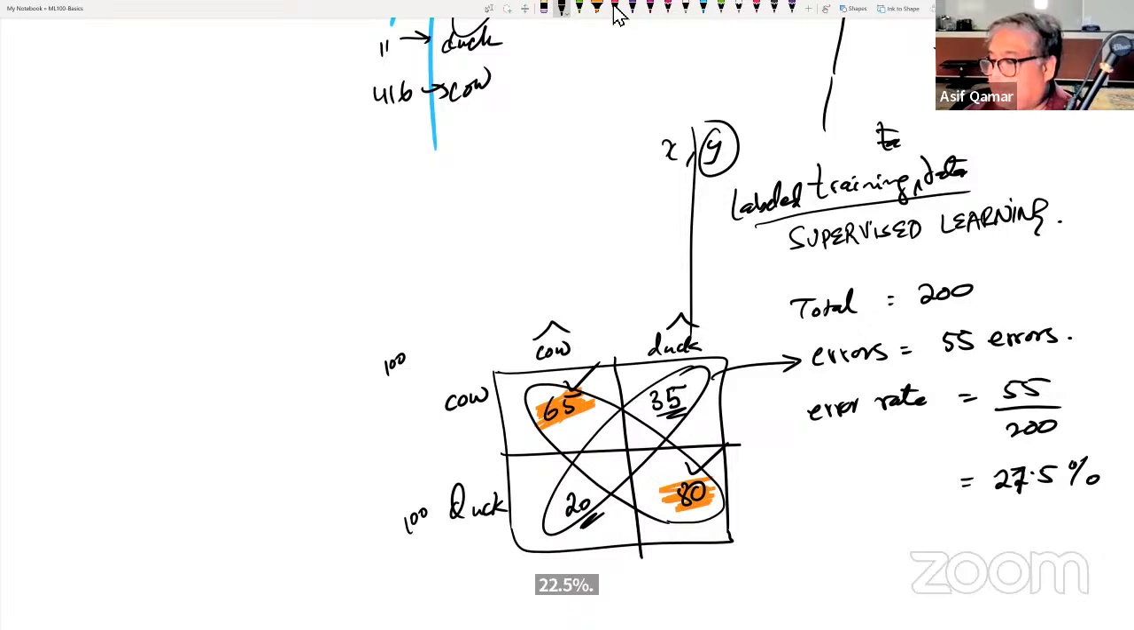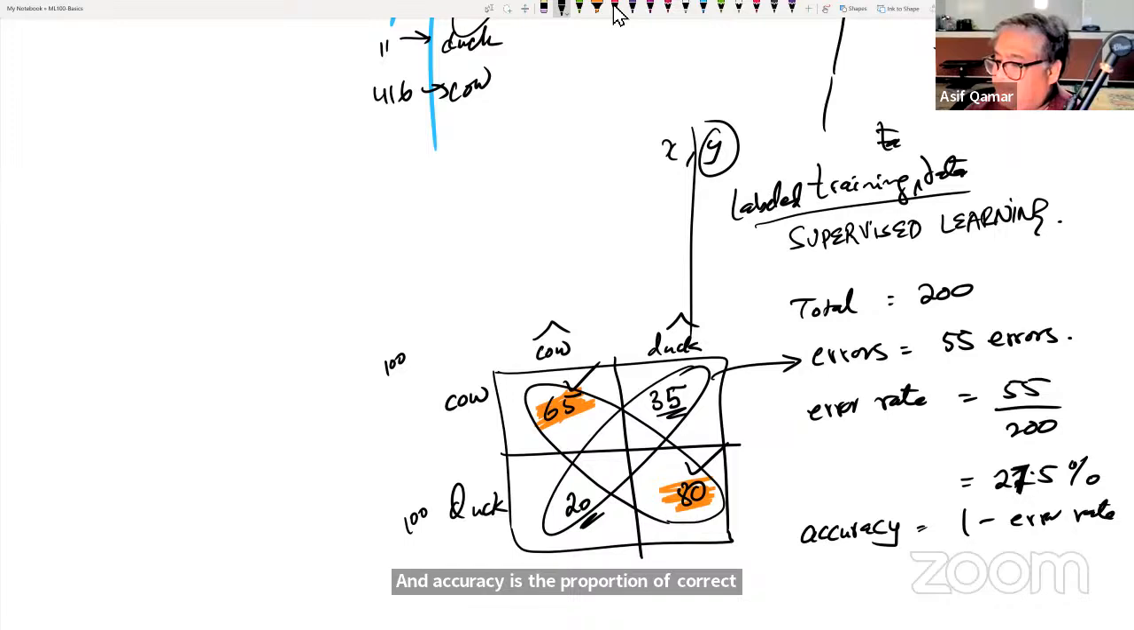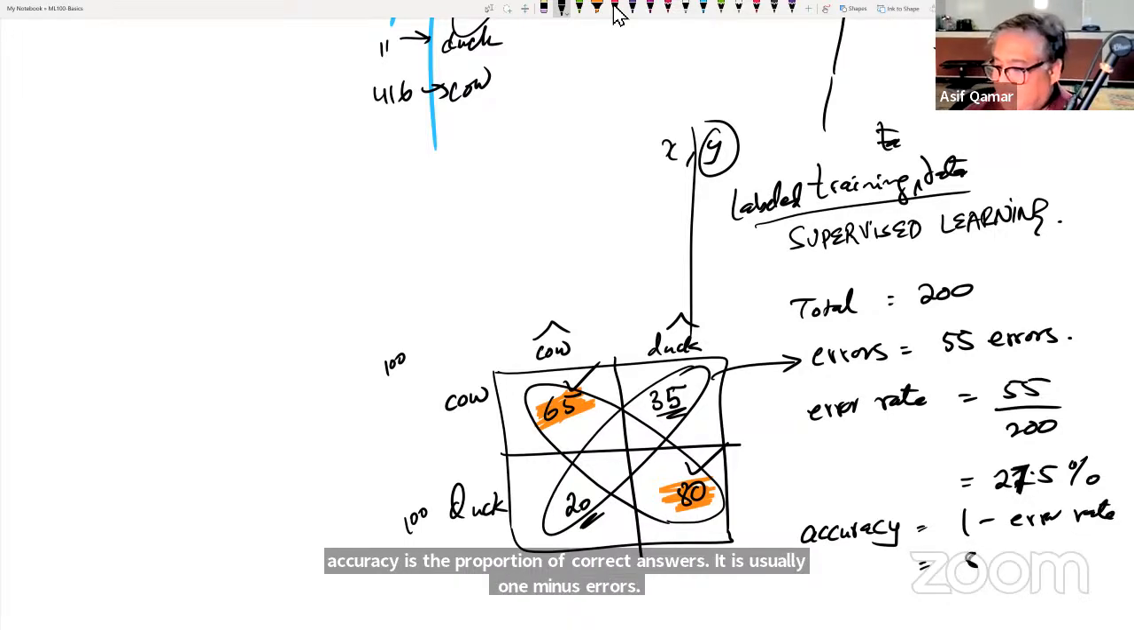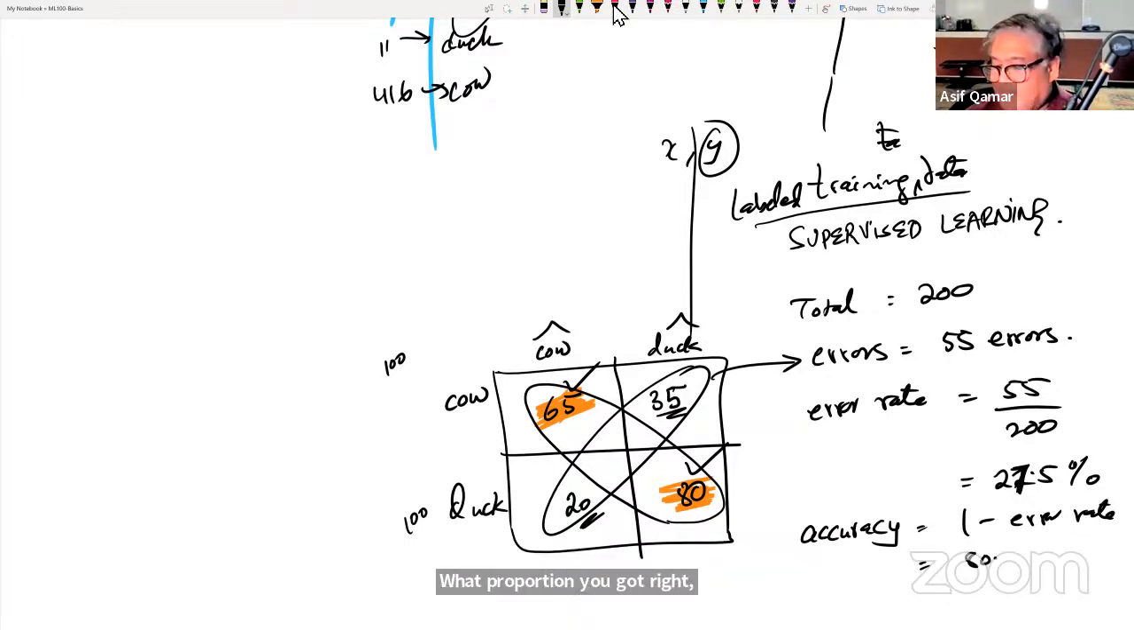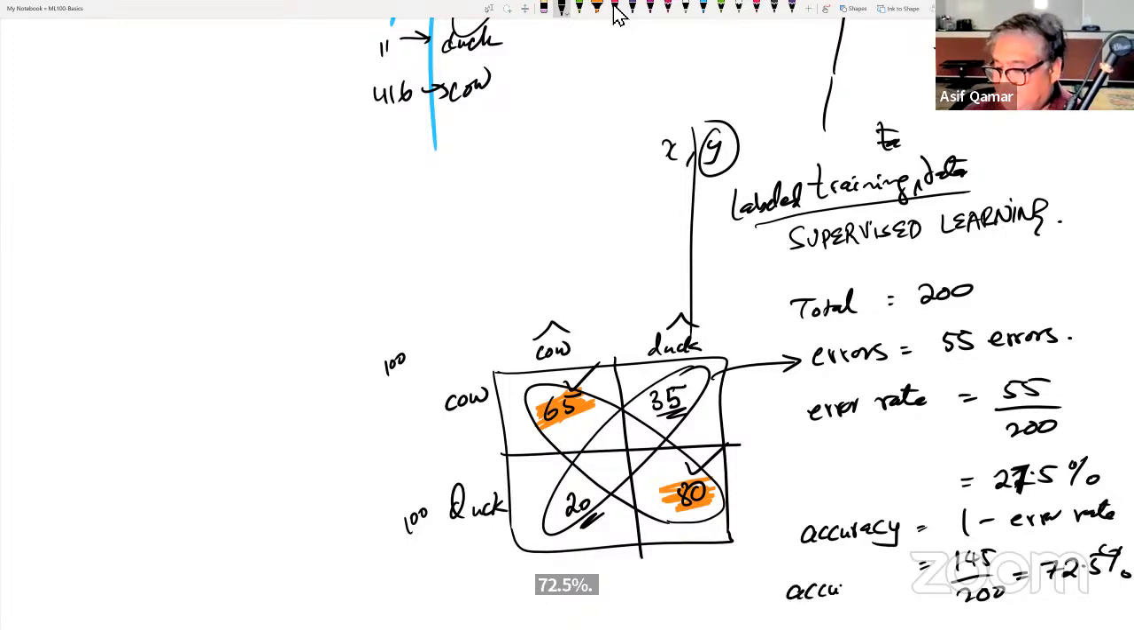actually 27.5% error rate. Am I getting my things right? 27.5% error rate. And accuracy is the proportion of correct answers. It is usually 1 minus error rate. What proportion you got right, namely 80 plus 65, that is 145 over 200, and that is equal to 72.5%. So this is the accuracy of your model.